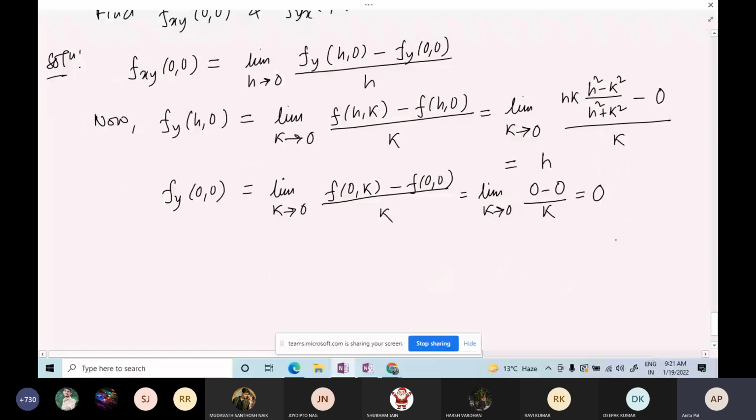There k tends to 0, ma'am. Then how can you write 0 there? Don't ask such silly questions. What is f(0, k)? 0 by 0, 0 by k. Zero. It's an intermediate form.